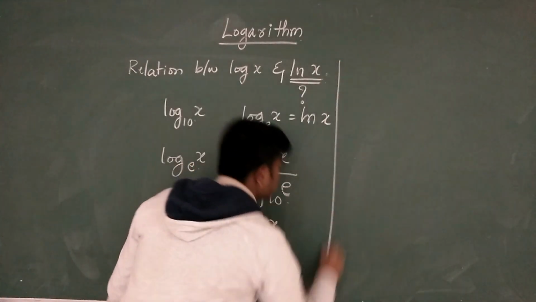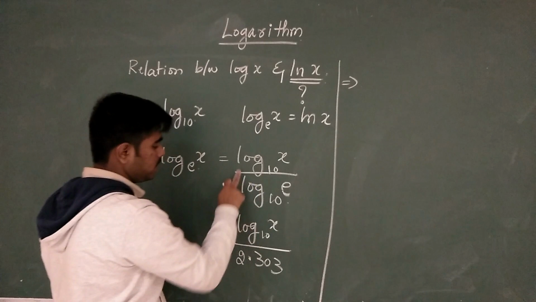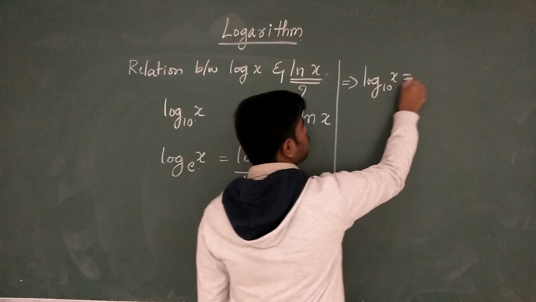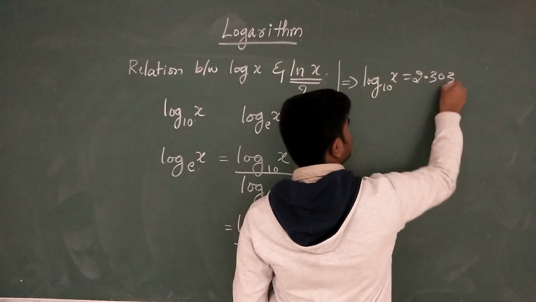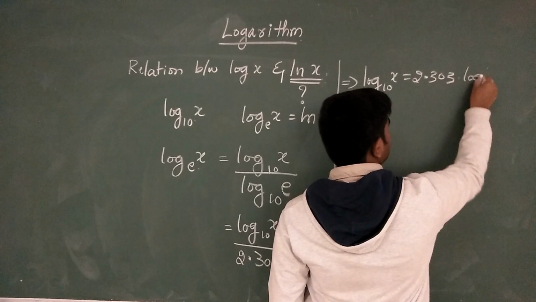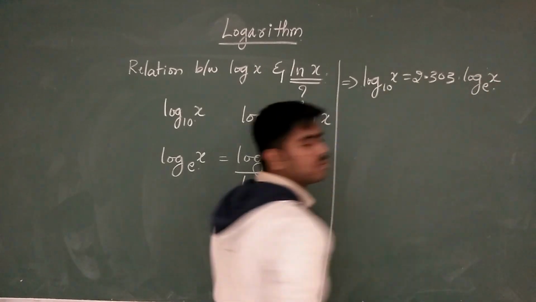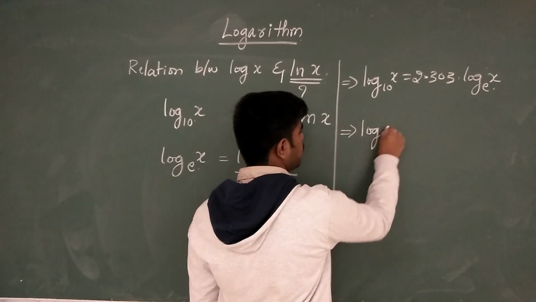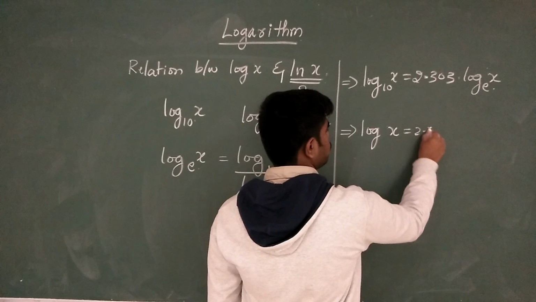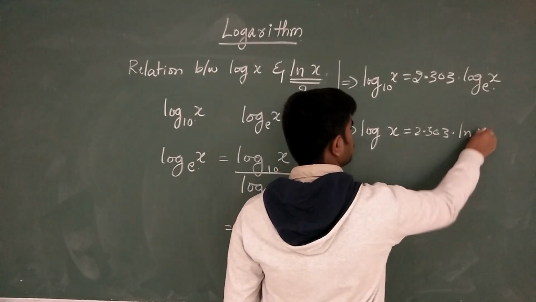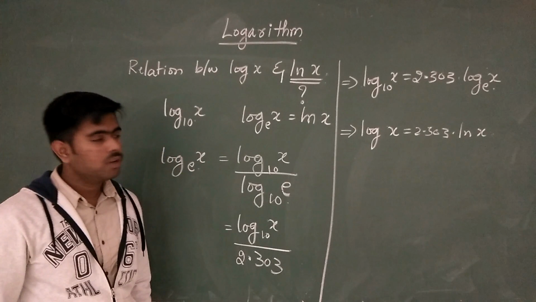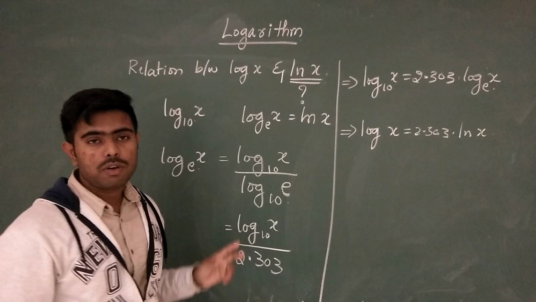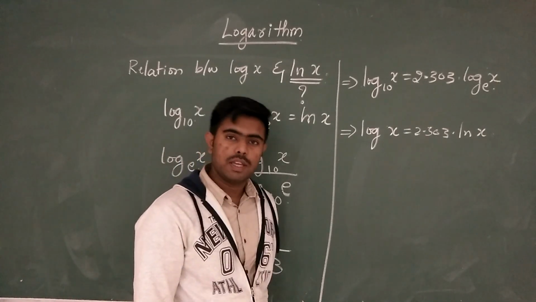So this implies that the common logarithm of x is equal to 2.303 times the natural logarithm of x. That is nothing but log x is equal to 2.303 times ln x. This is the relation between the common logarithm of x and the natural logarithm of x.